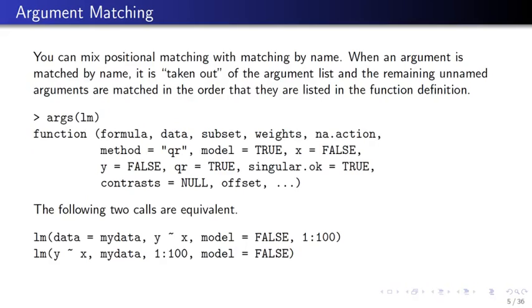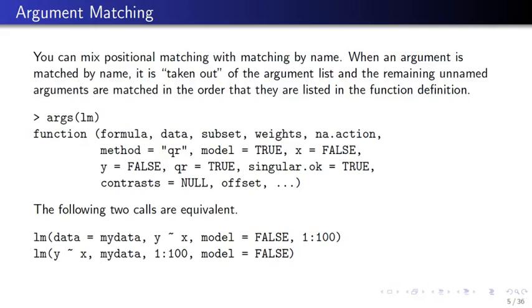So positional matching and matching by name can be mixed, and this is quite useful often for functions that have very long argument lists. So, for example, the lm function here, which fits linear models to data, has this argument list here. The first is the formula, the second is the data, and then the subset, the weights, etc. And you can see that the first 5 arguments here don't have any default values, so the user has to specify them. But then the method, the model, the x argument, those all have default values. So if you don't specify them, they will use those values by default.